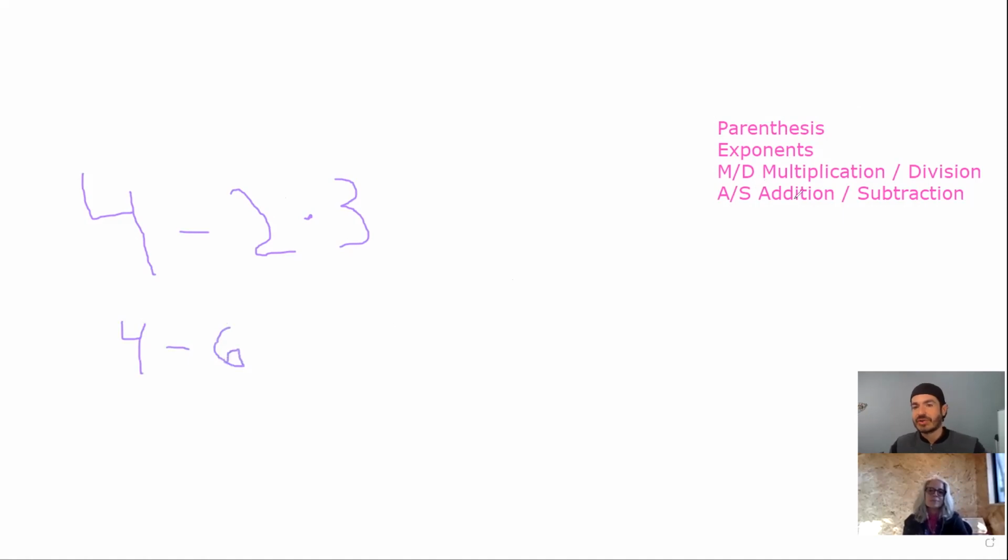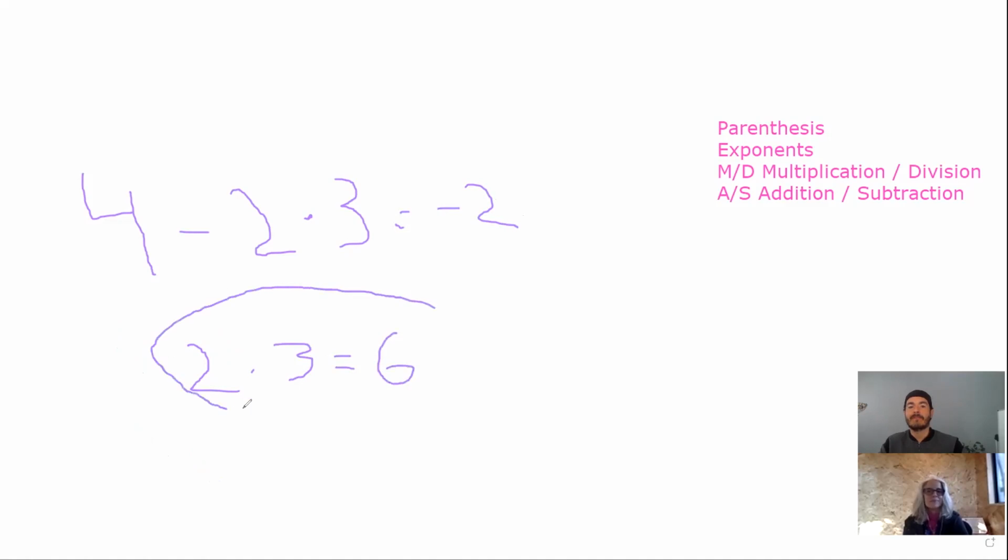Then I'm going to come down to addition, subtraction. 4 minus 6, negative 2. So I know that 4 minus 2 times 3 is equal to negative 2. I'm going to show you the wrong way of doing this now. The wrong way would be to work from left to right and say 4 minus 2 is 2, times 3 is 6. That is the wrong way.